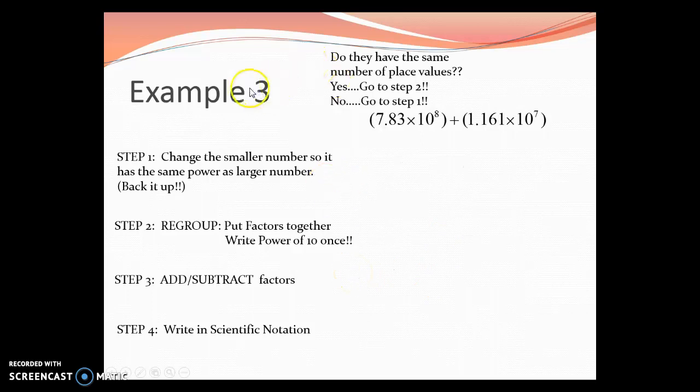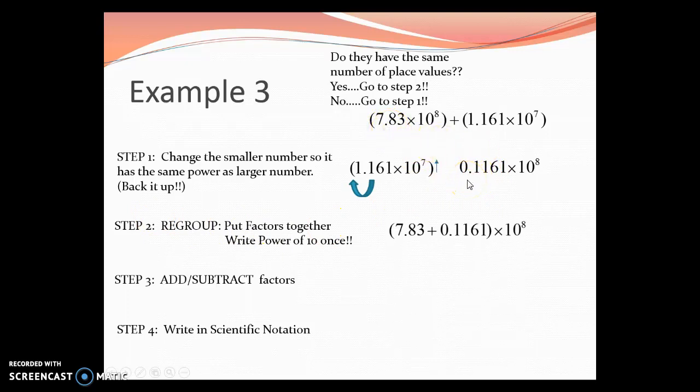Then example 3, one more addition problem. Now the smaller number's here. It has the power of 7. I've got to back it up once to raise up that exponent to 8. So again, back it up, and it gives me 0.1161 times 10 to the 8th. We're going to regroup. We're going to put this number and this number together, and we have our power of 8 written one time. We add, and then we write these two together.